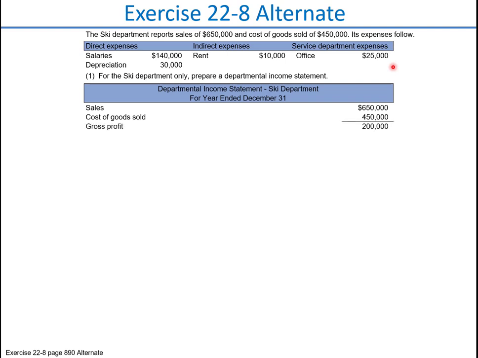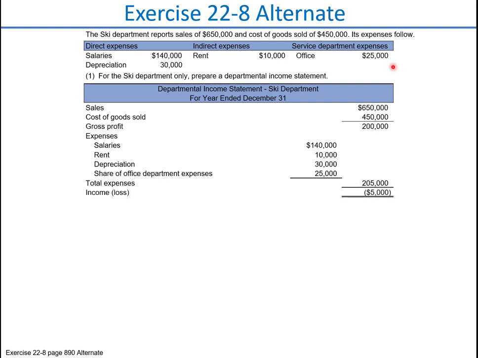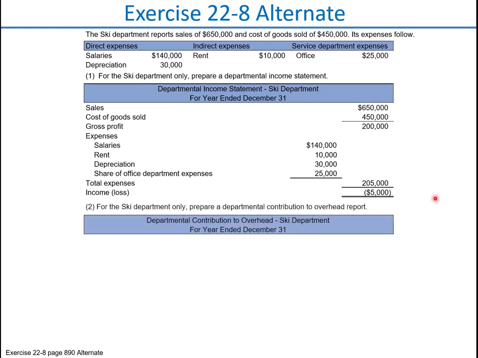List the sales, subtract the cost of goods sold to get gross profit. Now we're just going to list each of their expenses: salaries, rent, depreciation, and their share of the service department. Their total expenses are $205. Gross profit is only $200, so they have a loss here.